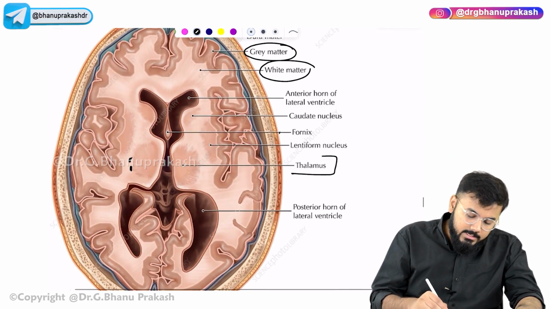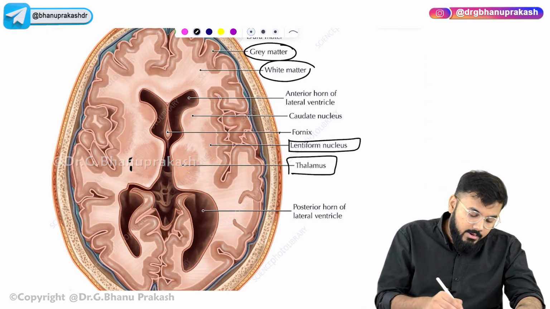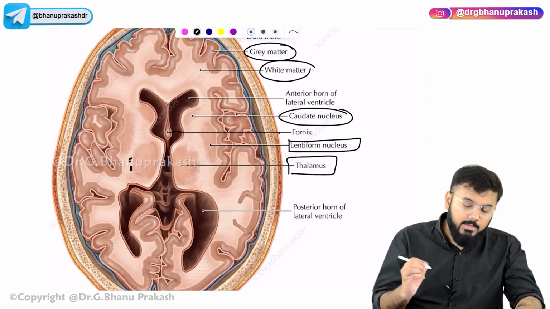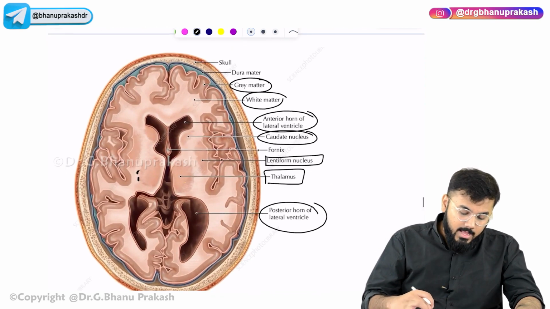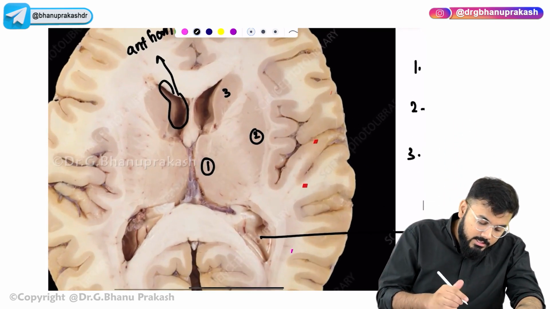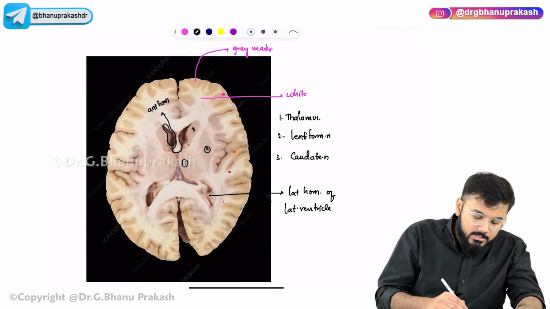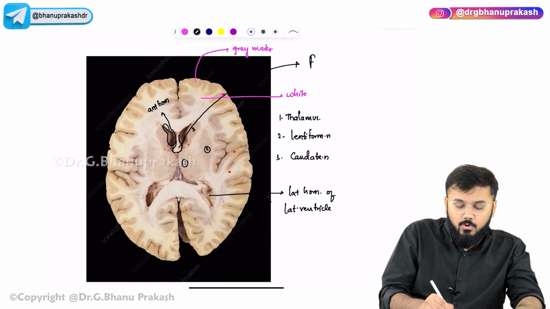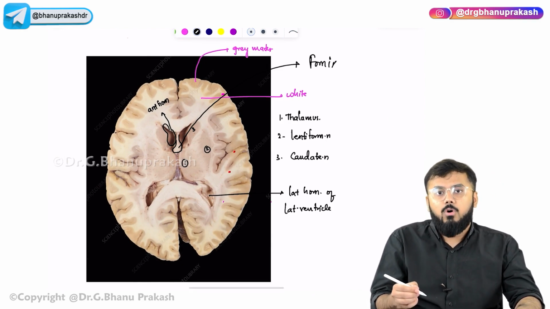We discussed there is thalamus in the center. Side to it we discussed lentiform nucleus. We even have discussed caudate nucleus here. Anterior horn of lateral ventricle, posterior horn of lateral ventricle. And the structure which is hanging down in the center here, this is not the pituitary gland. This structure which is hanging down in the center is called your fornix.